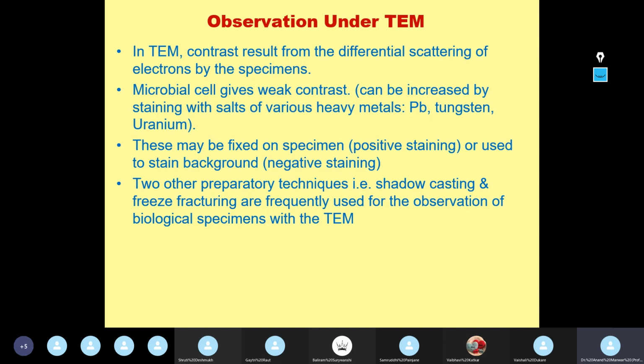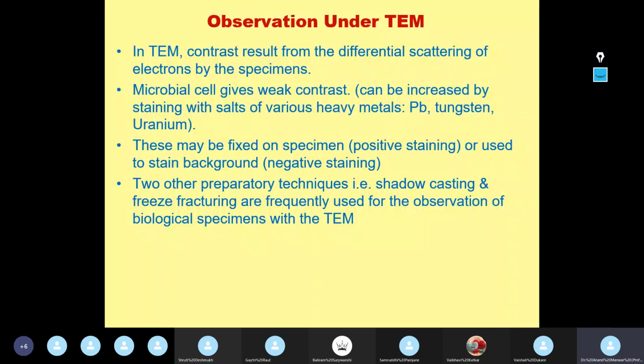In transmission electron microscopy, contrast is essential for studying the specimen, and the contrast results from the differential scattering of electrons by the specimen. Depending upon the specimen, from some part the electrons may be transmitted, or from some part the electrons may be scattered, and like this the shadow or image of that specimen will be projected by the projector lens on the projector screen.